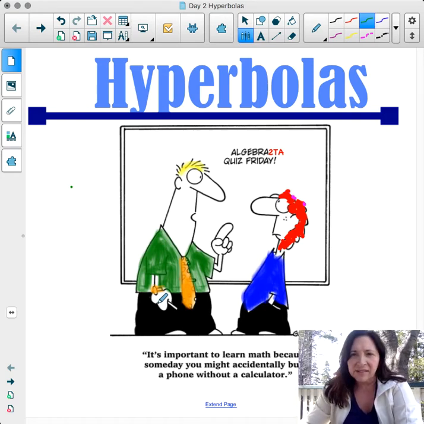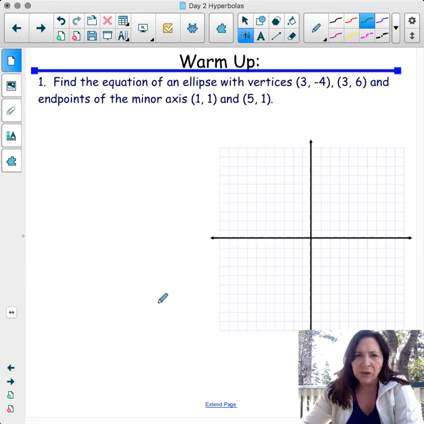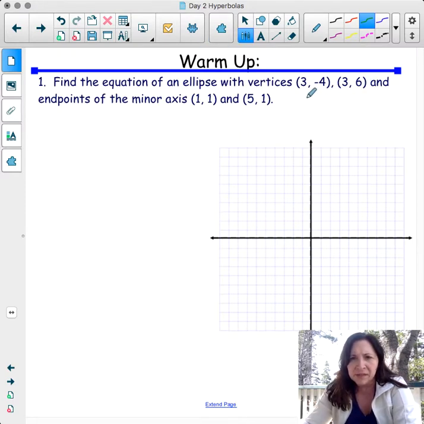Hi everyone, today's lesson is on hyperbolas, conic section. So let's get started. The first thing we're going to do is start off with a warm-up. Find the equation of an ellipse that has vertices (3, -4) and (3, 6).